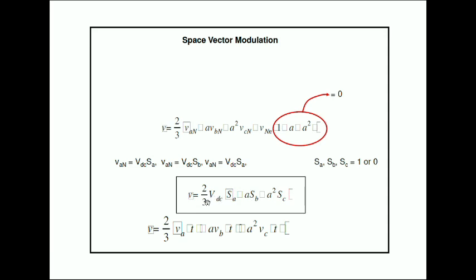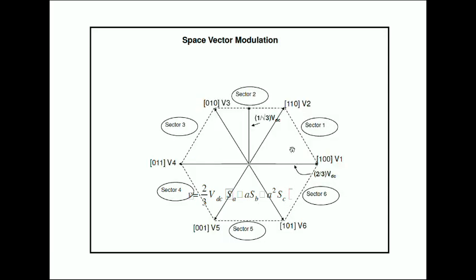We are taking the VDC outside. 2 by 3 VDC is common, and in the bracket is SA plus A SB plus A square SC. So this equation is represented like this now. It is a simple format. Now you can formulate the space vector with these things, SA, SB, A square SC. For that, we are going to represent it as 6 vectors which are easily obtainable.